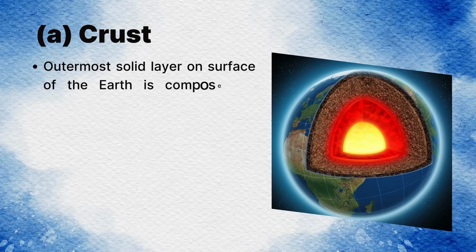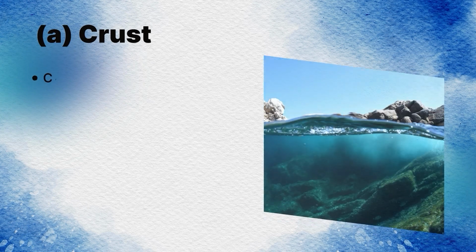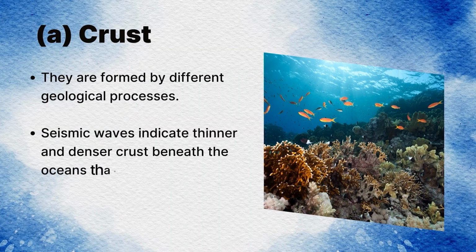So let us discuss first the subdivision of the crust. The outermost solid layer of the earth is composed of brittle rock that fractures easily. The crust is a thin layer composed of heterogeneous solidified rock, around 35 km thick. It varies in thickness and chemical composition. The crust is again of two types, as I said earlier, oceanic crust and continental crust. Oceanic crust is thinner and continental crust is much thicker than the oceanic crust. They are formed by different geological processes. Seismic waves indicate thinner and denser crust beneath the ocean than the continents.